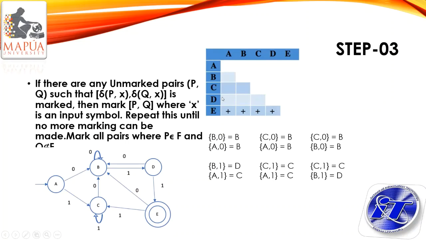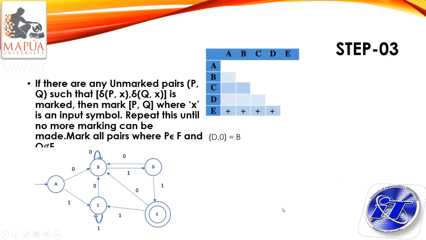Now let's proceed with DA. D, if it's 0, will go back to B, and A at 0 will go to B. D at 1 will go to E.